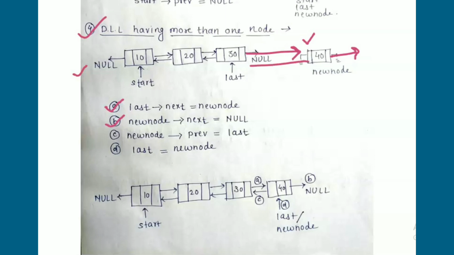So for that, the statement is given: new node previous equal to last. After adding the new node, this new node becomes the new last for my linked list. So I need to set new last with new node. Around 4 statements I need to consider when I want to add a new node into an existing linked list. Hope you are clear on how to create a double linked list.